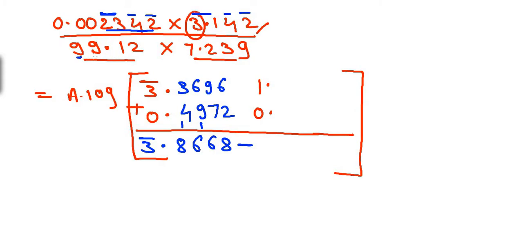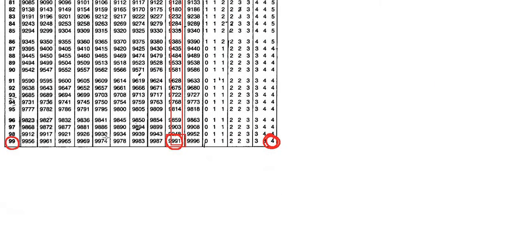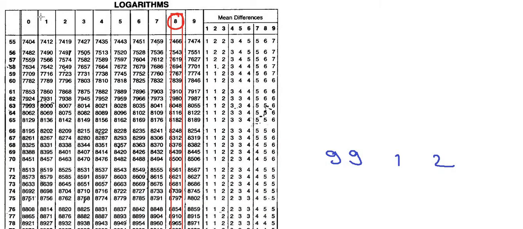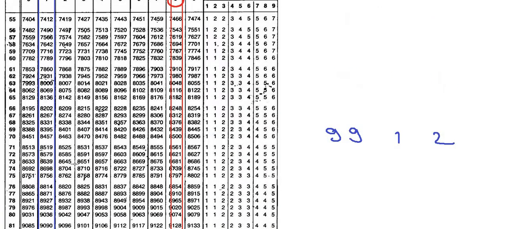9912. The group of digits is 9912. Okay, now let us locate 9912 here. So this is 99, the row of 99. Now locate 1 in the first row. This is 1, and let us mark its corresponding column. The intersection is at 9961.